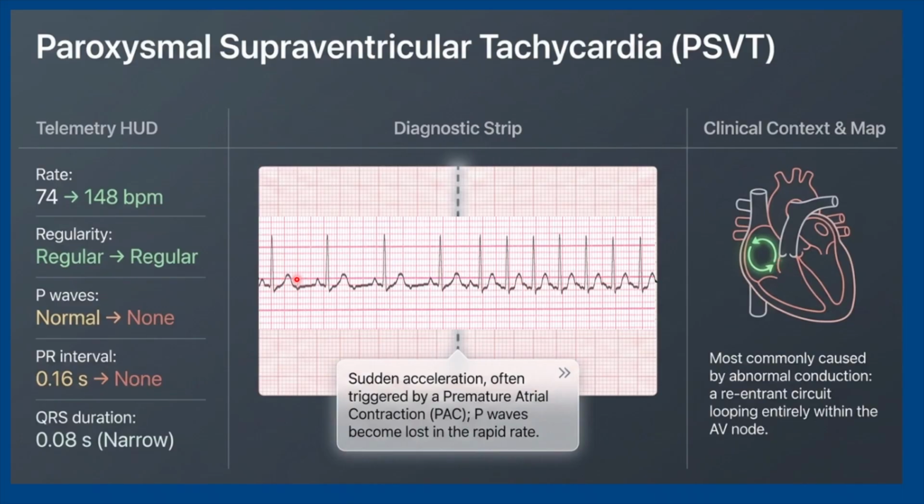And as you can see in the tracing, at the start you have a normal ECG, heart rate is 74 beats per minute, and it is regular. Then there is a sudden acceleration of the heart rate, leading also to a regular heart rate. So it is completely regular, but the heart rate changes from 74 to 148. There is no P wave, there is no PR interval, and the QRS duration is normal.